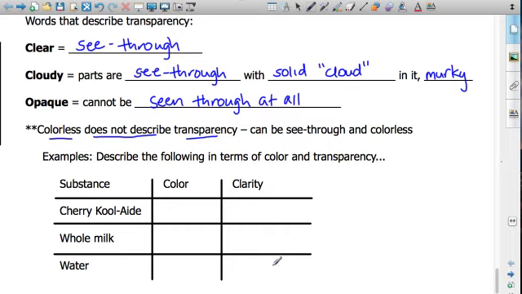Okay, let's check your answers. So for cherry Kool-Aid, the color, we would consider it red. Clarity is clear. You can see through it. Whole milk, the color is white. Clarity would be opaque. And if you're paying good attention, I gave away the answer. Water is colorless and it's clear.